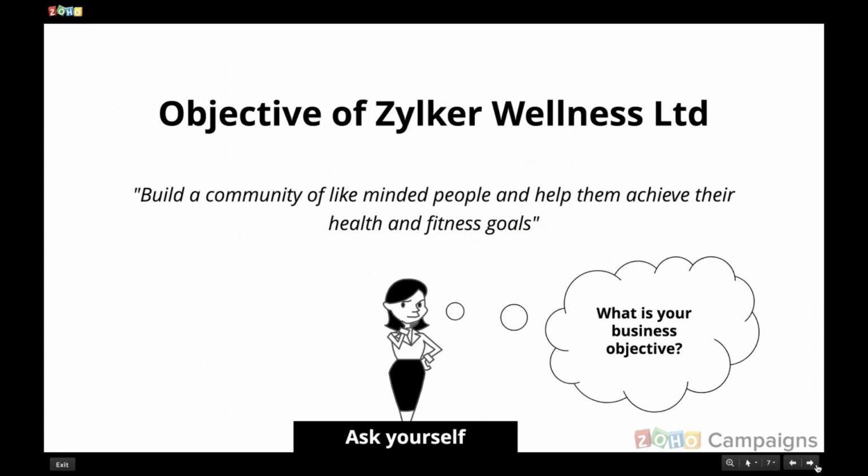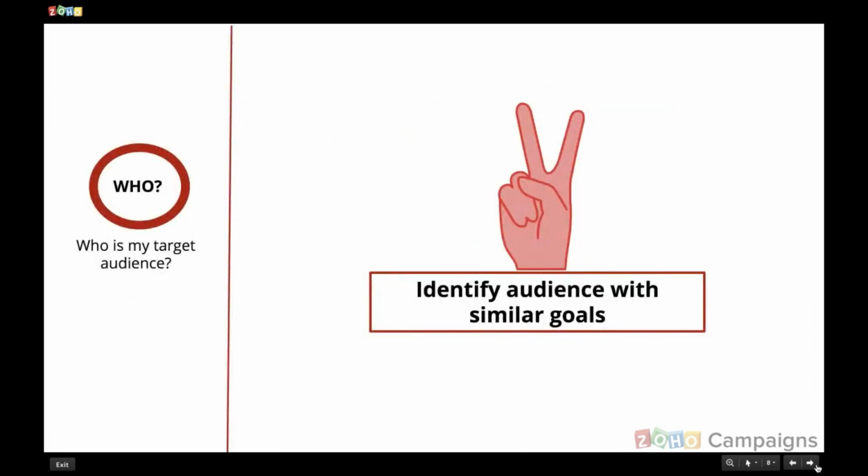Now after this step, the next step is to identify an audience with similar goals. Here, in the case of Zilka Wellness Limited, their objective was to build a community of like-minded people. Like-minded people are those who have similar health and fitness goals, right? So the aim of Zilka was to match their business objective with the goals of people.